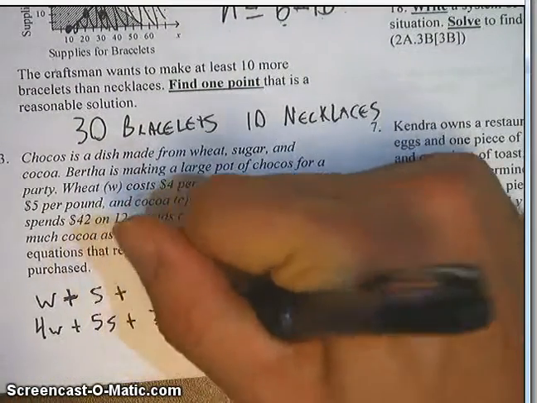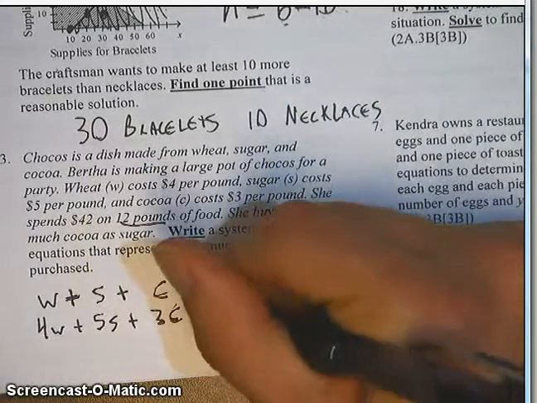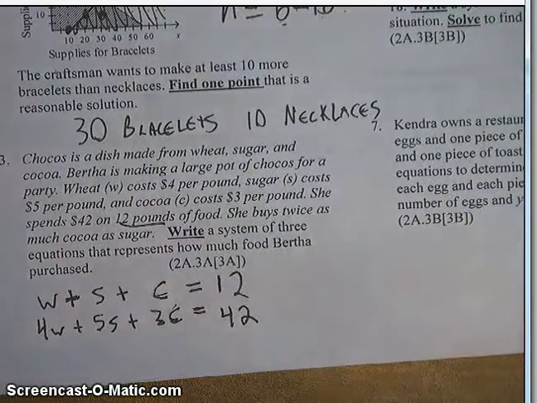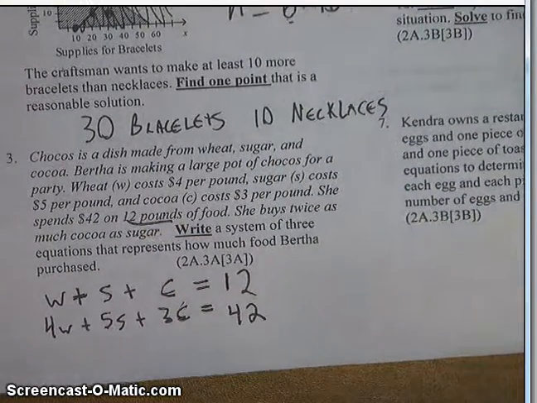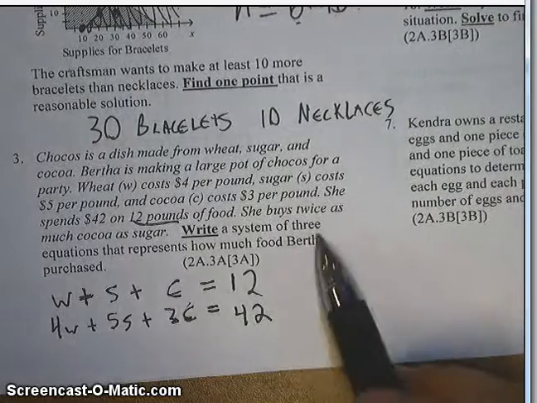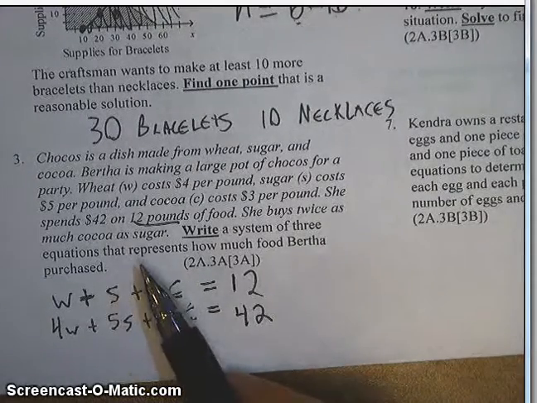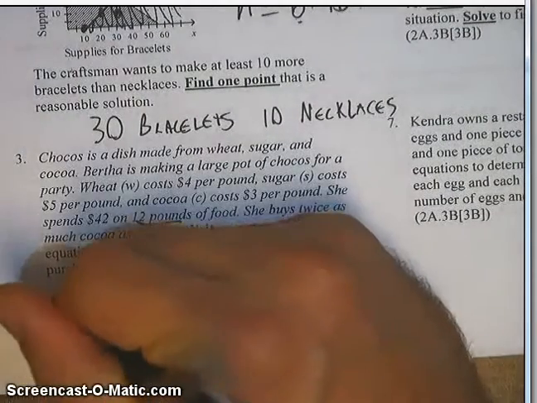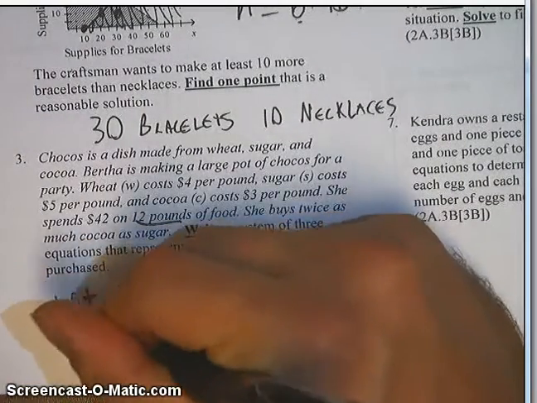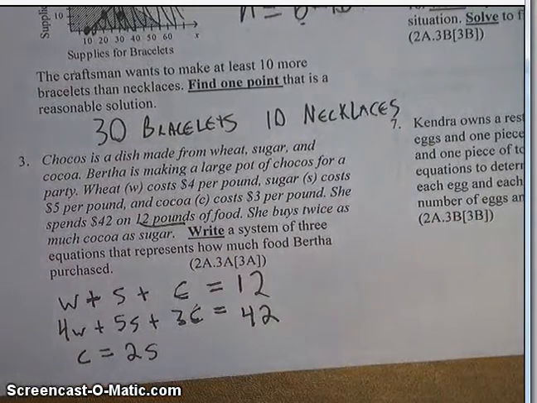That's a C. And the amount she spent was $42. There's 2 of my 3 equations. Now the last one's the one that people get tricked on. She buys twice as much cocoa as sugar. So cocoa equals sugar times 2. Now you might be asking, why is the 2 in front of the sugar?